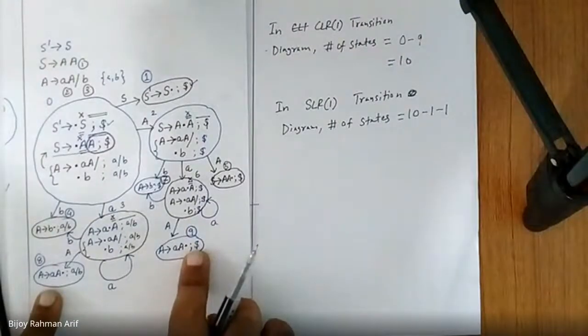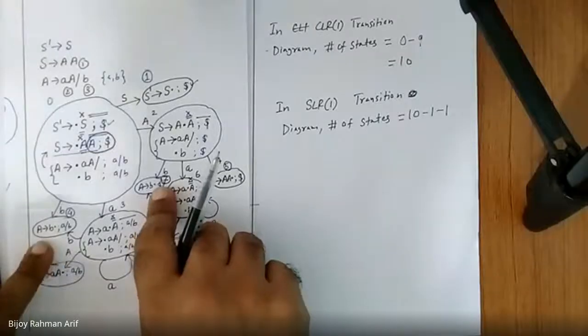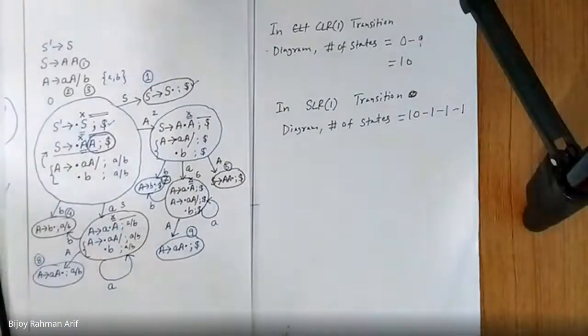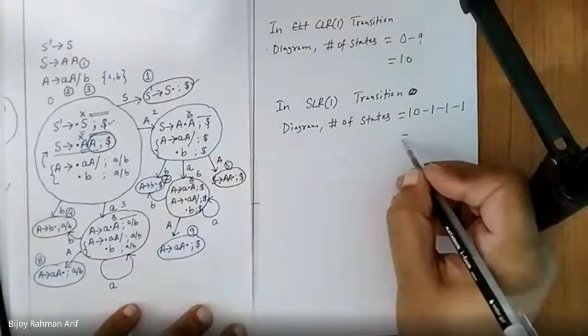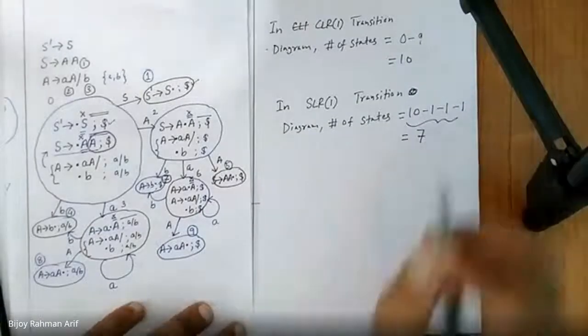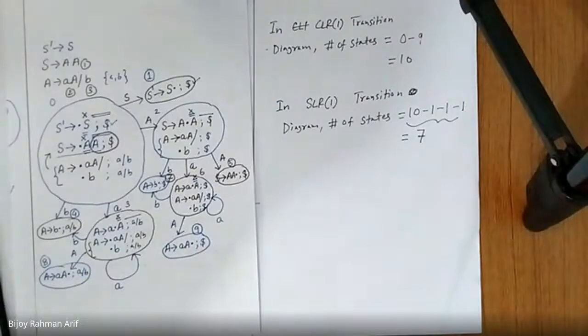Now 4 and 7. They are actually the same LR0 item, different look ahead. So in SLR1, they are actually the same. Anything else? No, sir. So in SLR1, the number of states would be 7. All right?